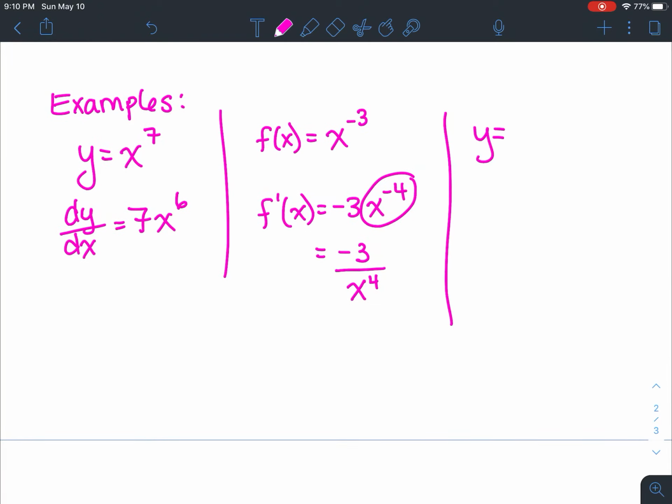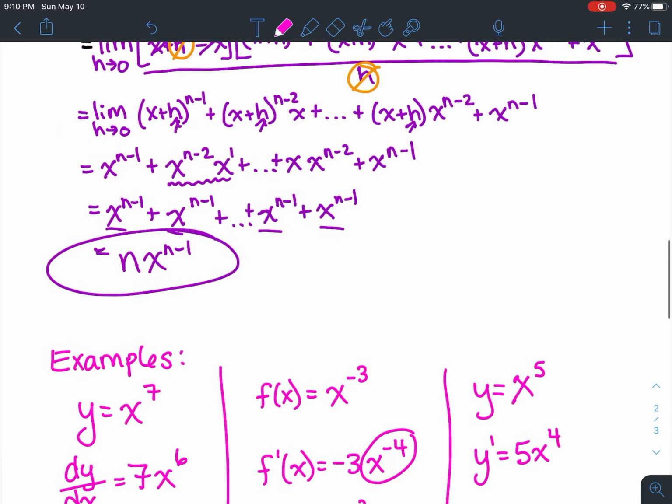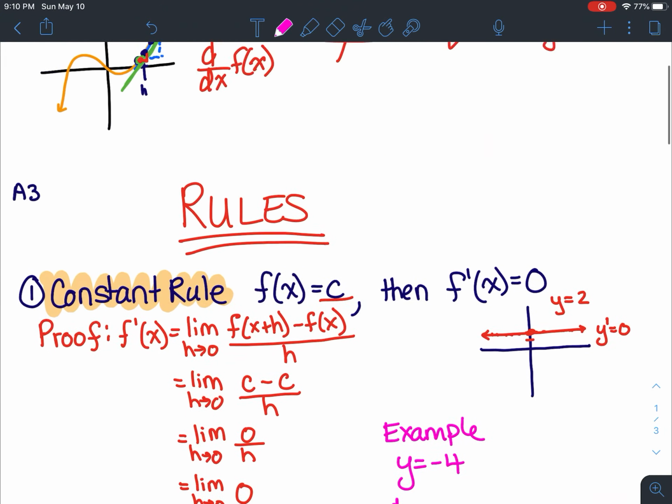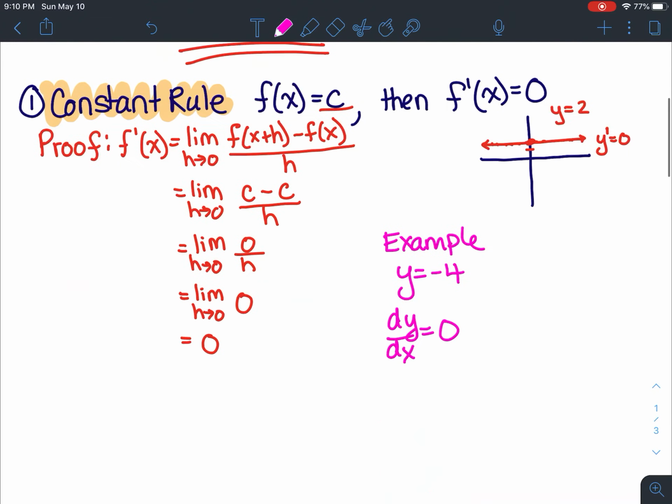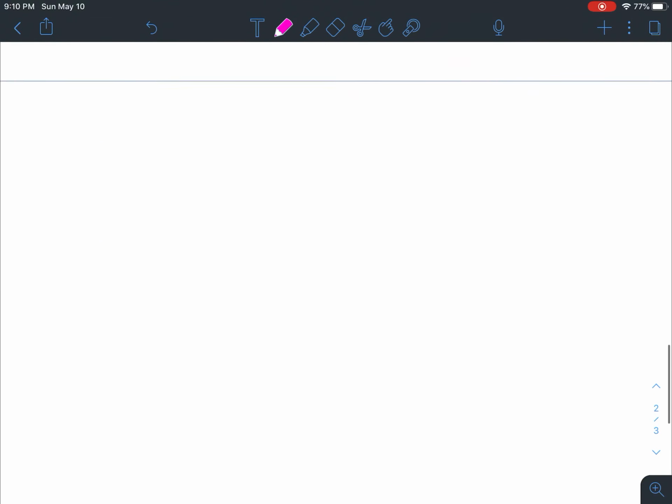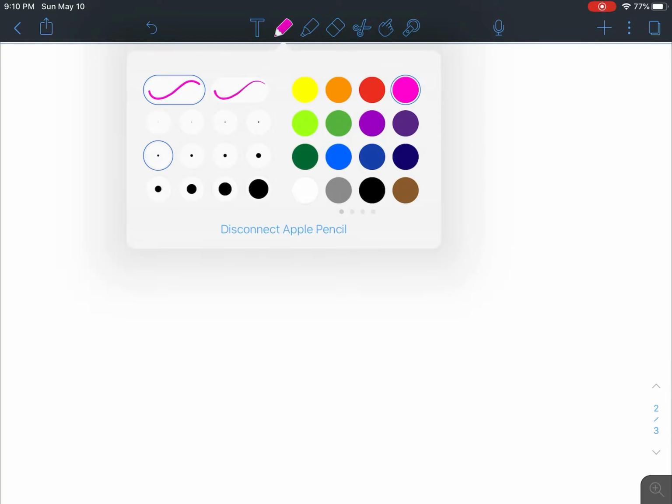Okay, let's do one more. So if you had y equals x to the power of 5, then the derivative of that would be 5x to the power of 4. So that's how the power rule works. So that is the power rule and the constant rule. Okay, I don't know if we have time in this video, but you can actually combine those rules. Oh, you know what? I'm going to leave that to the next video.